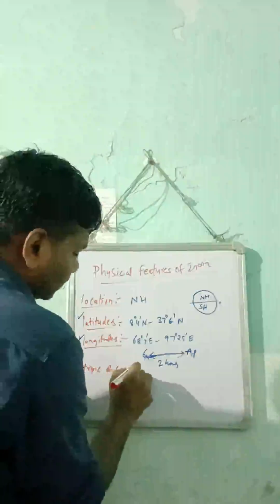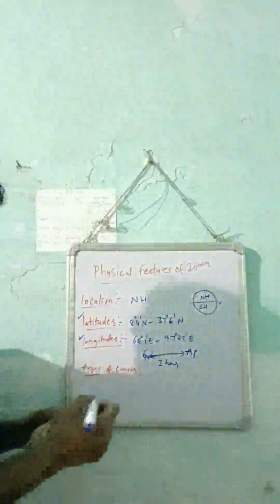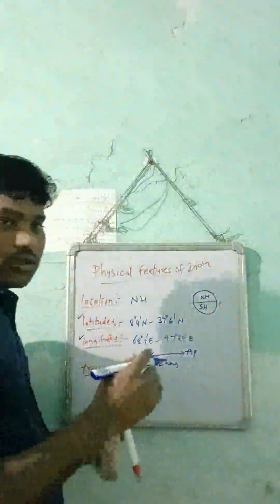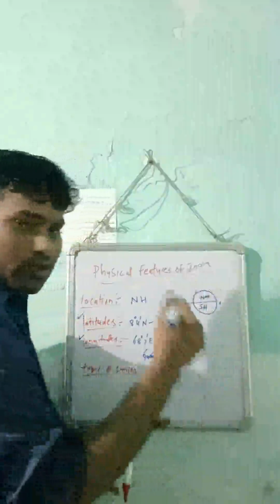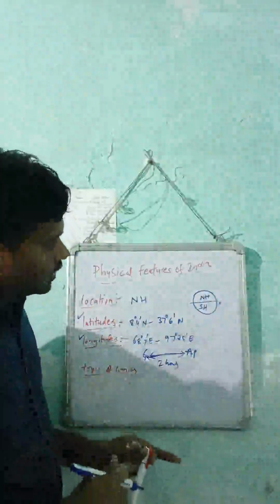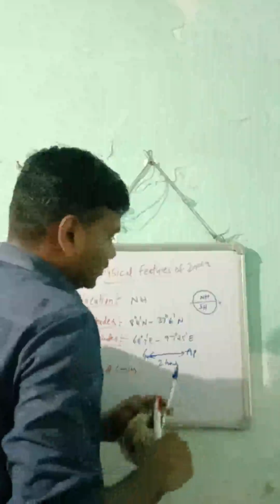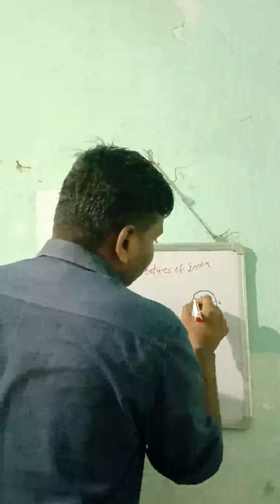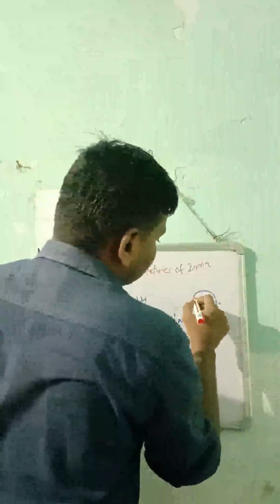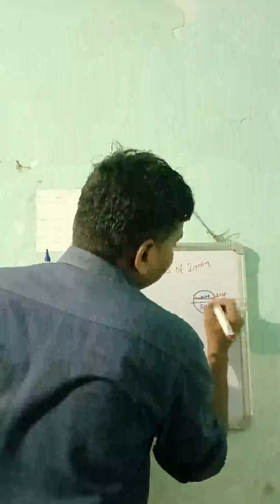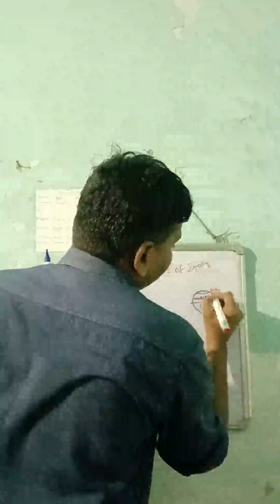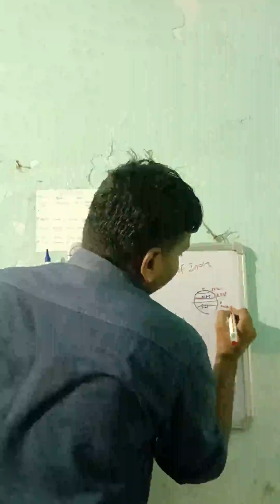Next, Tropic of Cancer. The globe is divided into two equal parts. Above the equator is the northern hemisphere, below the equator is the southern hemisphere. Above the equator, it is again divided into three parts based on temperature. This is 23.5 degree latitude, and 66.5 degree latitude, the North Pole. Same in the south: 23.5 degrees, and 66.5 degrees to the South Pole.